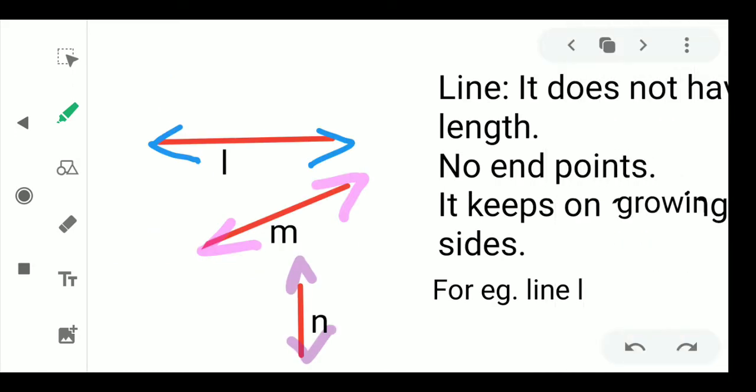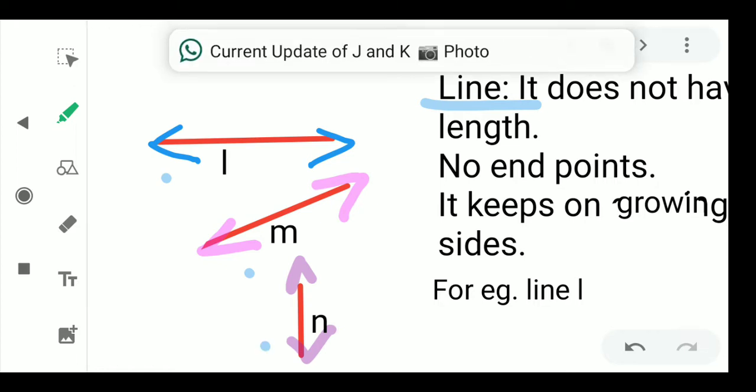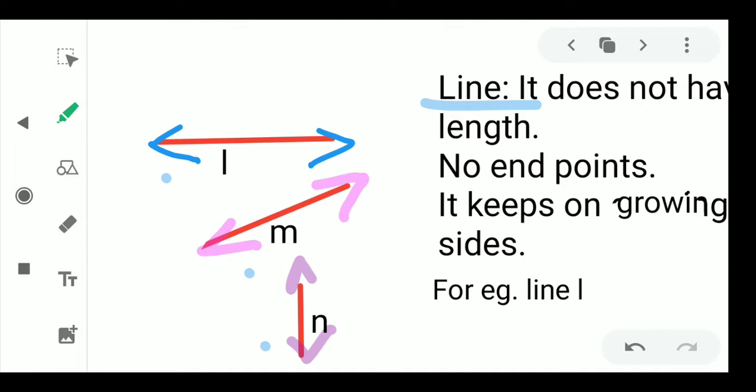Line. Here are some examples of lines: line M, line L, line N. The arrows at their both sides show that they keep on growing. They have no end point and no fixed length, so it cannot be measured.